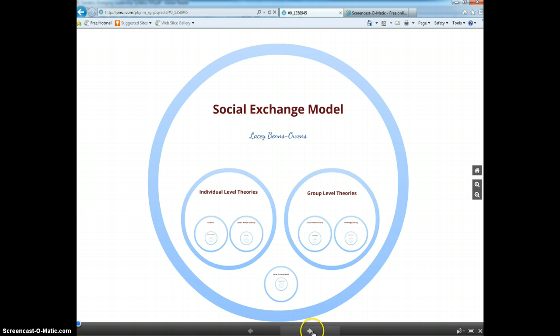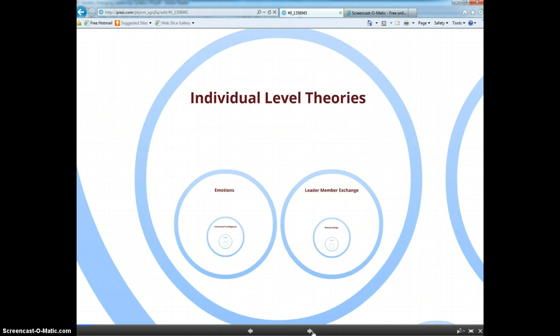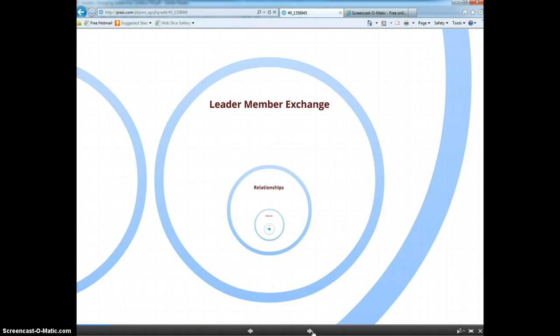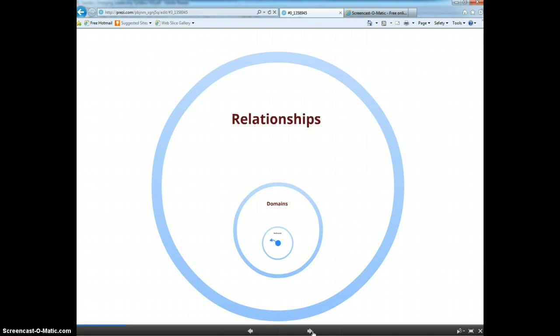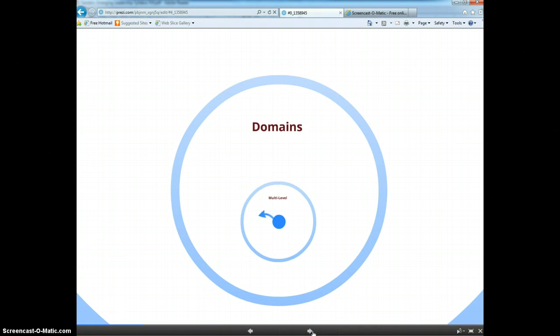So starting with the individual level theories, first of all, looking at the leader-member exchange. As you likely remember, the leader-member exchange, or LMX, looks at the social exchanges, and the focus there is on the relationship between leaders and followers. It entails the development and maintenance of mature relationships, as Graen and Uhl-Bien explain them. Those relationships are reciprocal and emotional. And so the domains include the leader, the follower, and the relationship itself.